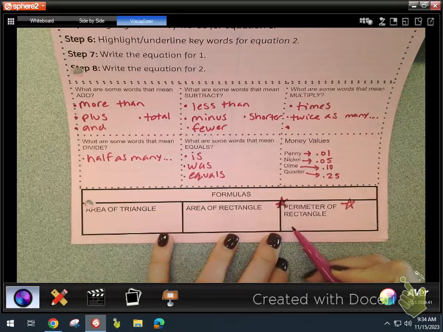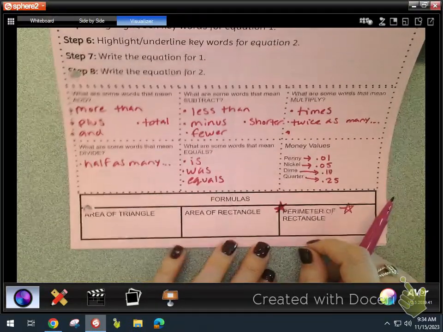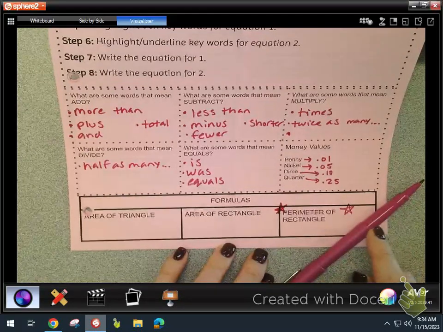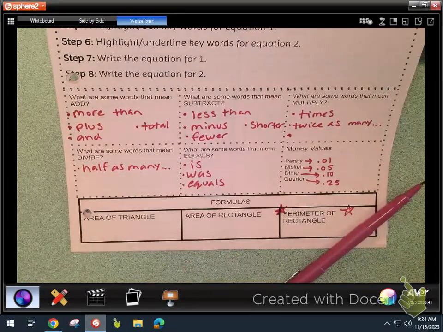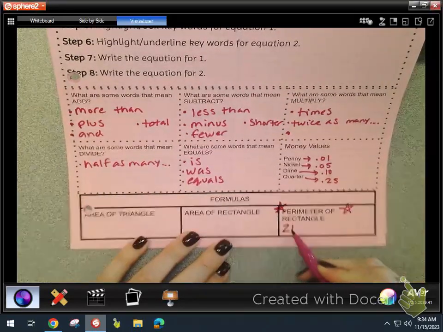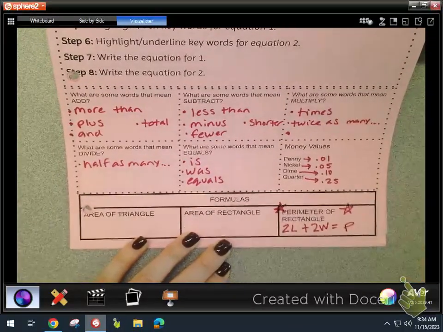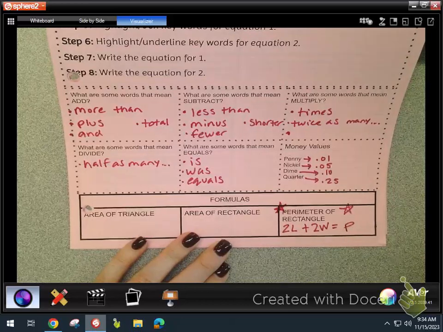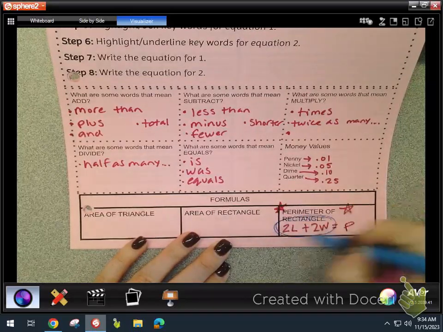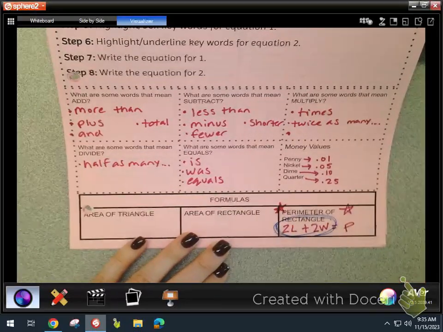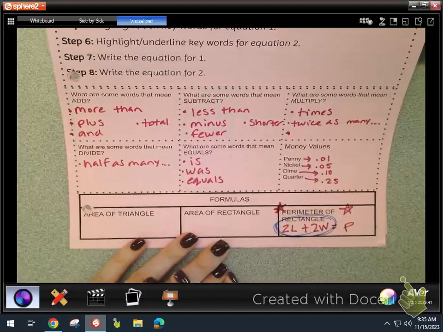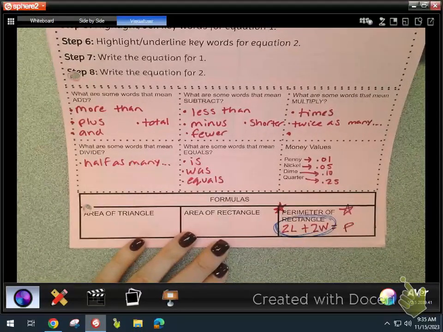You don't know how to get the perimeter of a rectangle? How do you get perimeter of a shape? Add up all the sides. All right, so here's my rectangle right here. How many lengths do I have? 2. How many widths do I have? 2. So I'm adding my 2 lengths and my 2 widths, and that gives me my perimeter. Okay? If we see a perimeter problem, this is what we need to use, because we'll know what the perimeter is. They'll tell us what that actual number is.